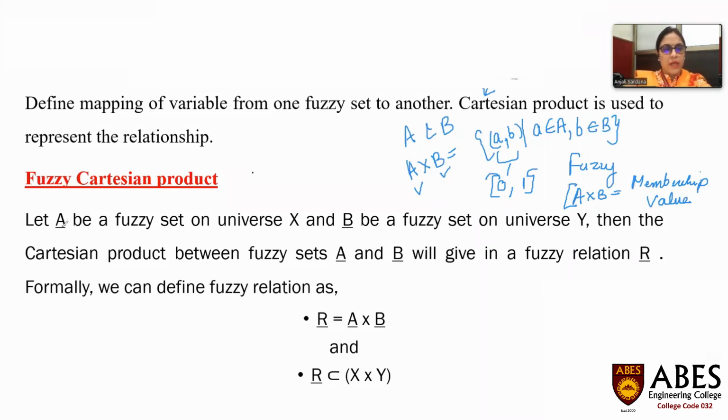Fuzzy Cartesian product can be defined in such a way that A is the fuzzy set on universe X and B is the fuzzy set on universe Y. Then the Cartesian product between fuzzy sets A and B will give a fuzzy relation R, such that R is a subset of X cross Y.